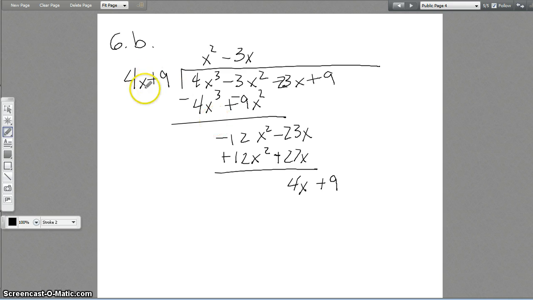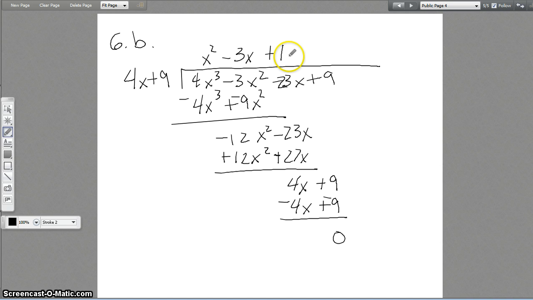And I say, what do I have to multiply 4x by to get 4x? Well, that's really easy because we just multiply it by 1. 1 times 4x is 4x. 1 times a positive 9 gives us a positive 9. We draw our line, we flip our signs. 4x minus 4x is 0. 9 minus 9 is 0. So this is just 0 here. What is our answer? x squared minus 3x plus 1.